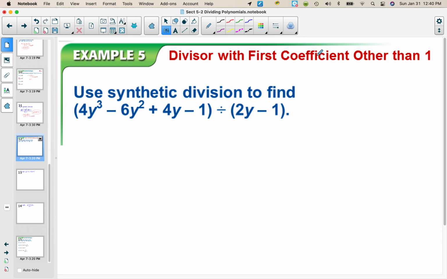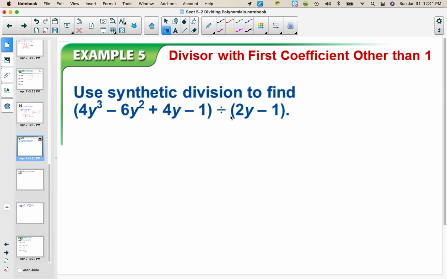When you are dividing polynomials and this first coefficient here is not a 1, then we have another issue. It needs to be a 1 in order to do synthetic division. You could do long division and leave it 2y minus 1, but I don't think you're going to want to do that. So let me show you how to do synthetic division this way.